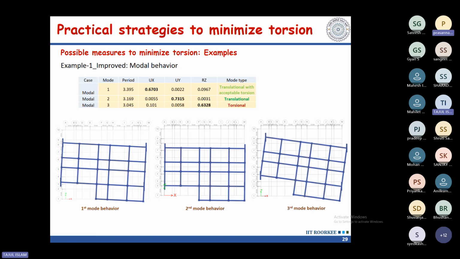So that's why it is better to look at, if possible. I am saying if possible, better to satisfy at least 60% in the first mode. But you may not all the time satisfy that. That time you consider the condition given in the code. Try to satisfy at least 65% in the first 3 modes.